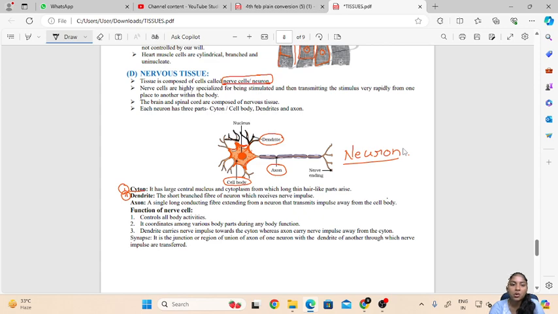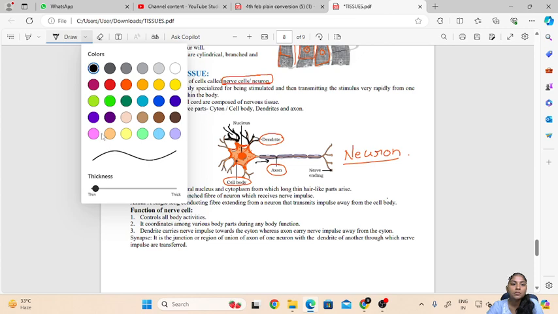These are short hair-like structures or branched fibers of the neuron which receive the nerve impulse. Now, these are the parts which will receive the stimulus or the nerve impulse. This will collect the nerve impulse and then it will be transferred from the cell body towards the axon.